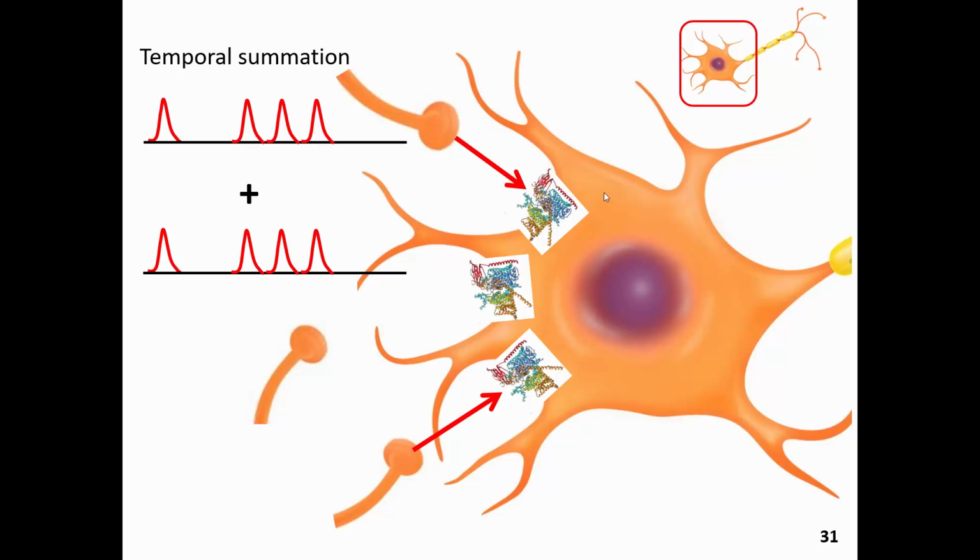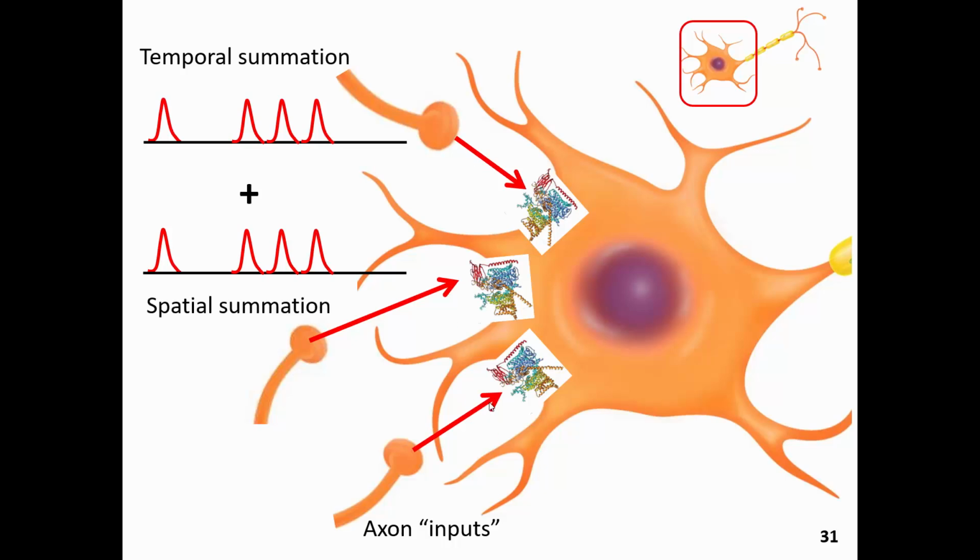But in reality, this motor neuron receives many, many inputs from many different axons. And in this illustration, we only see 3 preceding neurons. But in reality, motor neurons receive thousands of simultaneous inputs.